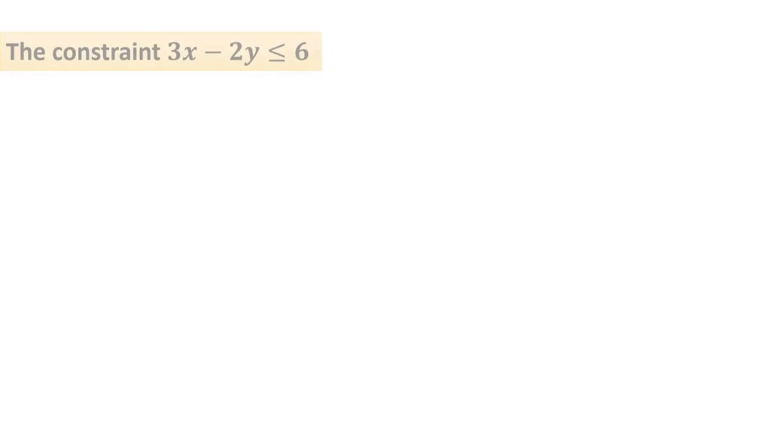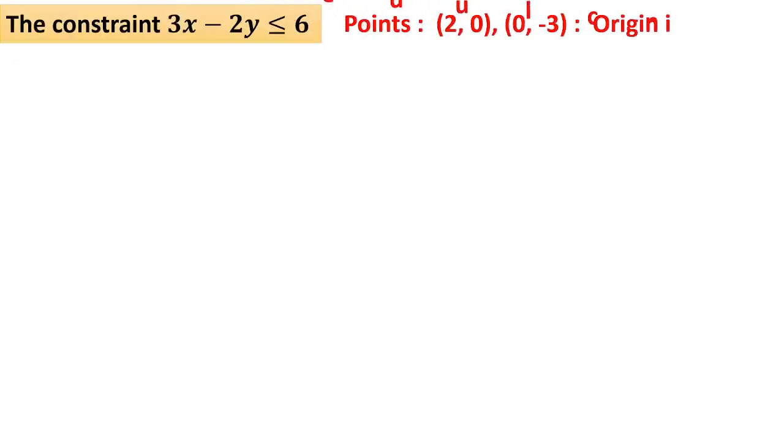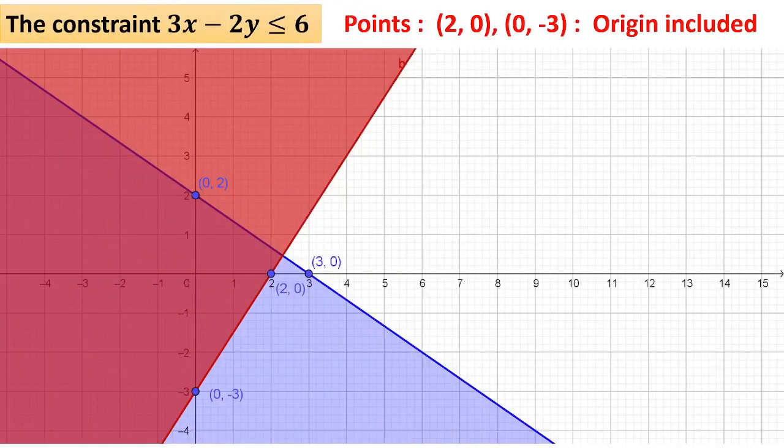Move on to the second line. Points are this and origin included. Now the first line I have already shown you; this is the second line. It passes through (2, 0) and (0, -3), and origin included, therefore it goes up.